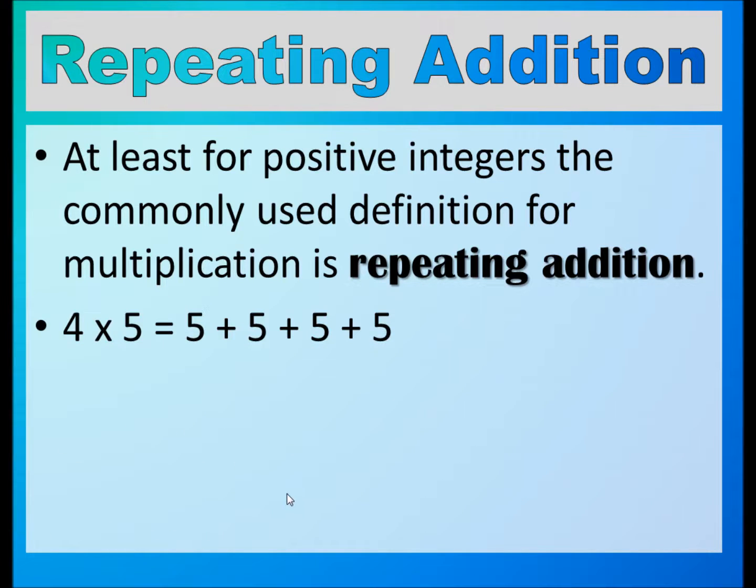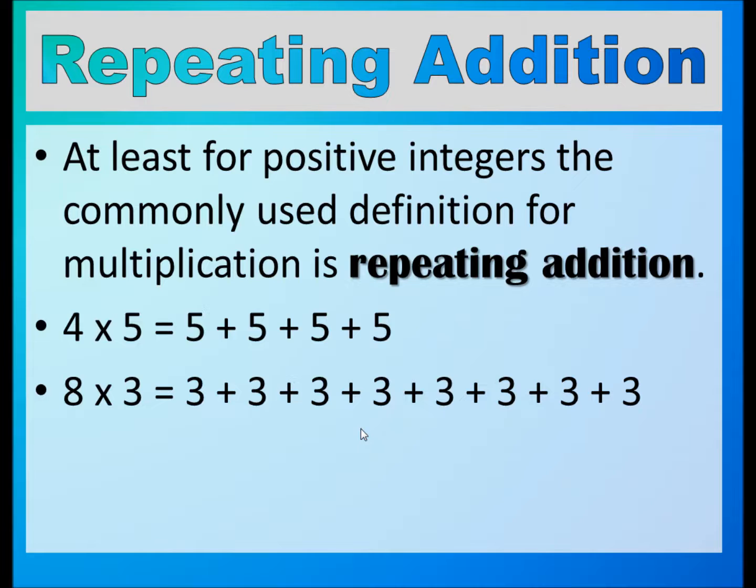So for example, 4 times 5 equals 5 plus 5 plus 5 plus 5. So you can see that there are 4 fives. And there's a lot of addition, repeating. So that's why it's repeating addition. For 8 times 3, that is 3 plus 3 plus 3 plus 3 plus 3 plus 3 plus 3 plus 3. So there are 8 threes. And there's a lot of adding here.